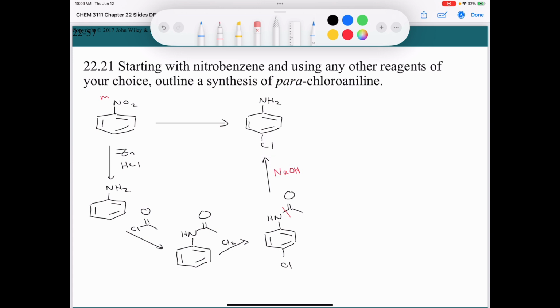All right, there you go. So using an acetyl group as a protecting group. All right, make sure you understand how to use that acetyl group as a protecting group on your aniline.